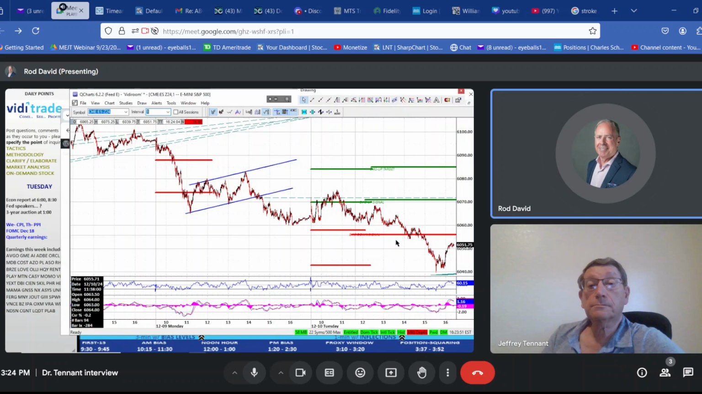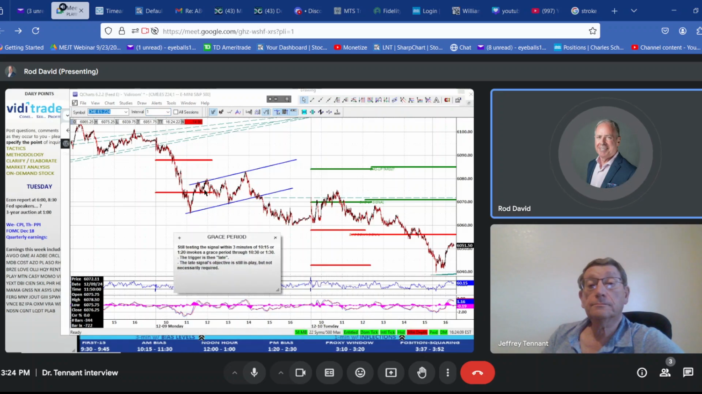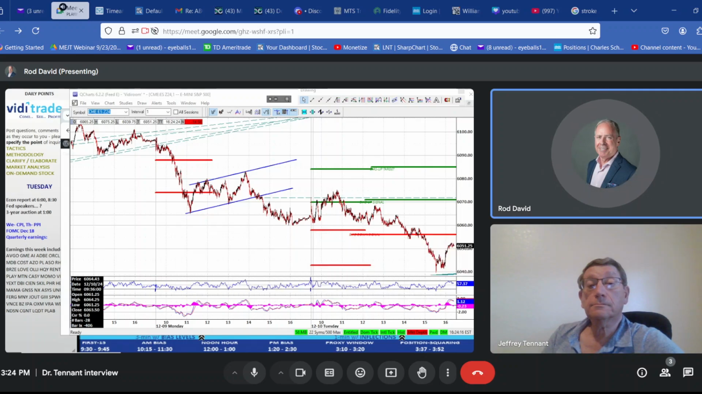There are deviations like this morning, which went out at 10:15. That's the trigger for the AM bias. It went out testing the bias signal at 10:15, still overlapping it. Grace period invoked. And at 10:30, it was still overlapping it. So it didn't even trigger or reject the trigger. That tells us that we're likely just to range sideways. So it's indicative of behavior.